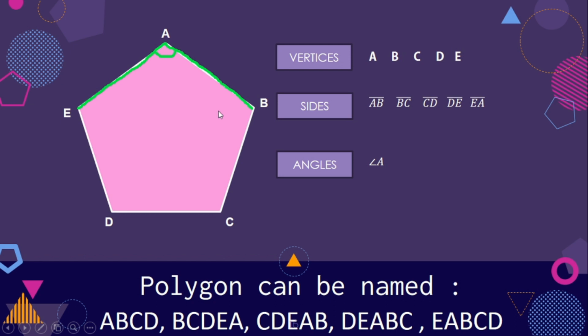Next we have angle B. So, we're pertaining to this opening. Right? And then, next we have angle C. We're pertaining to this. Okay? Next we have angle D. And then angle E. Okay, so we have 5 angles also, because this is a pentagon. If you notice, we have 5 vertices, 5 sides, and 5 angles for our pentagon.